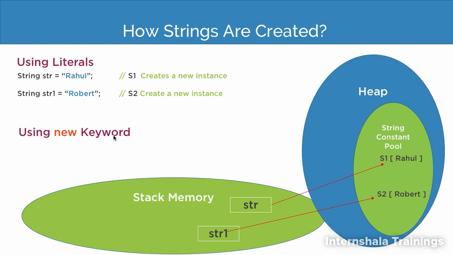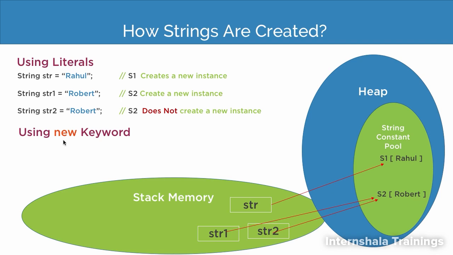Now let us take another example. Let's say str2 equal to "Robert". Now this time Java does not create a new object. What happens is that this str2 will be created within the stack memory, right? But this time str2 will point to the same object of s2. Now what is the reason behind this? If you notice str1 and str2, you will find in both cases the value is the same, Robert and Robert. So in order to save memory at runtime, str1 and str2 point to the same object of s2 that contains the value of Robert.